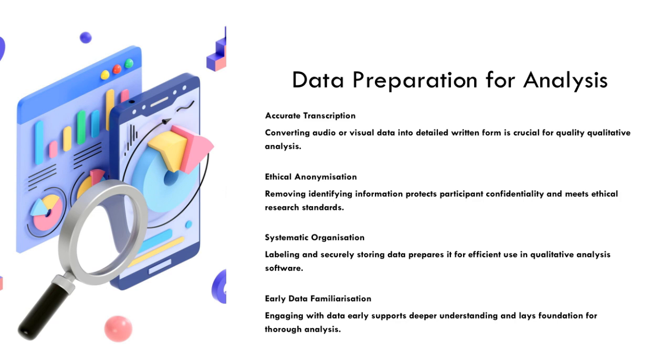research needs. Next, ethical anonymization is essential to protect participants' confidentiality. This involves removing any identifying information like names or locations, especially if your research is subject to ethical review. This step safeguards privacy and ensures your work meets ethical research standards. Systematic organization of your data is another key part of preparation. This means properly labeling and securely storing your files so they're easy to access and ready to be used in qualitative analysis software if necessary.